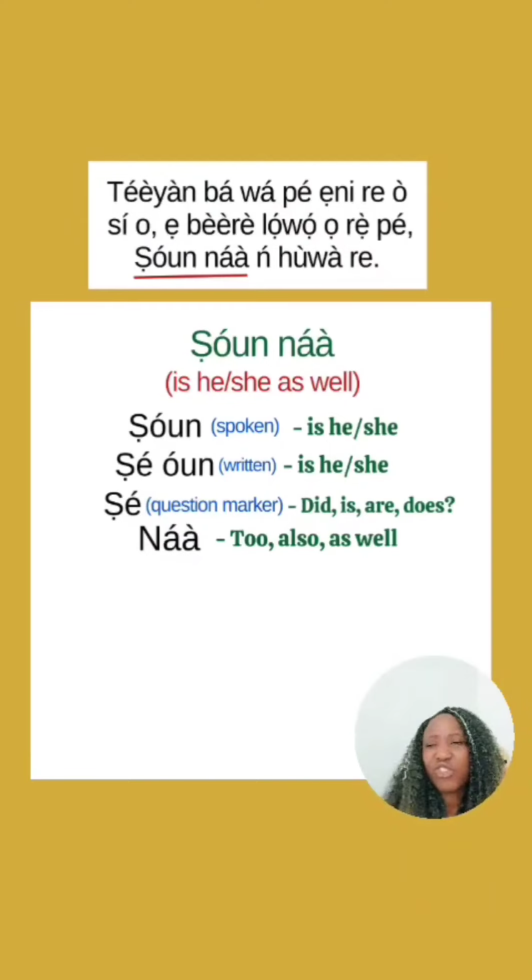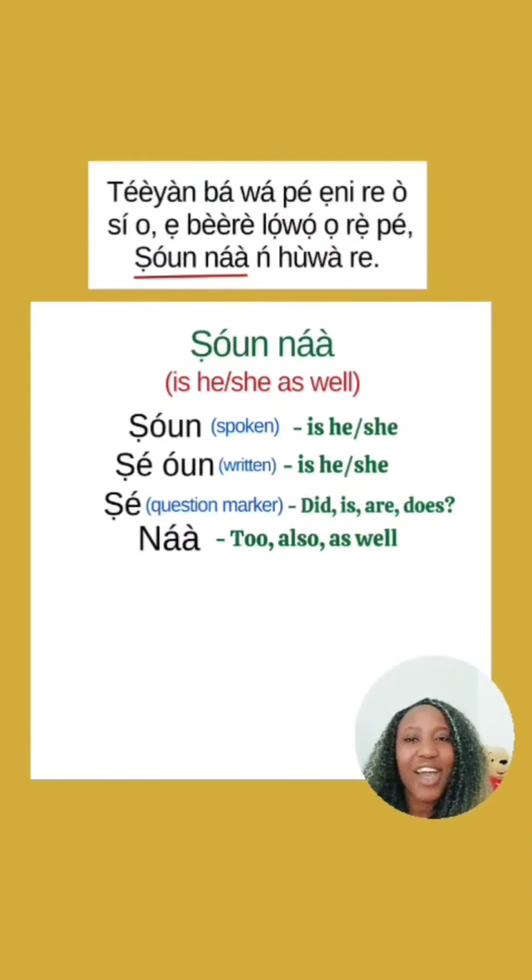So ṣé òun náà, does he also, does he as well, like that. Ṣé òun náà, does he, she, or it also, or does he, she, or it too. Remember, ṣé òun náà is how you would write it, and you can say ṣé òun nàá when you're speaking. He, she, or it as well. Okay. Any question on this one, please write it down and we're going to talk about it. We're nearly getting to the end of it anyway, so very soon I'll be taking your questions.